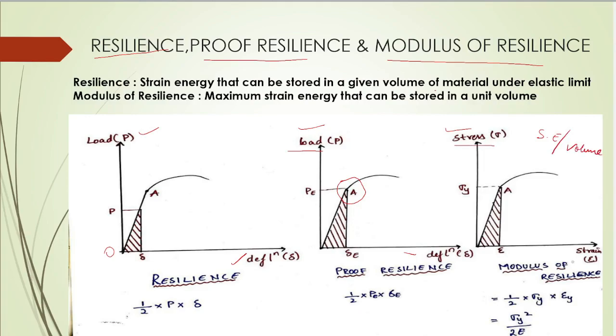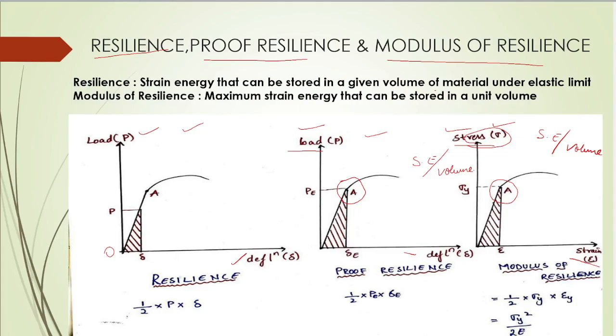a stress strain curve up to the proportionality limit. We can also consider the load deflection curve, but after calculating strain energy, we have to divide it by unit volume. This is the difference. In the first case, we consider any point before the elastic limit. In the second case, we consider up to the elastic limit or proportionality limit. In the third case, we consider up to the proportionality limit, but the curve is a stress strain curve.